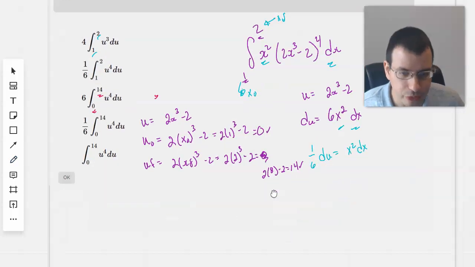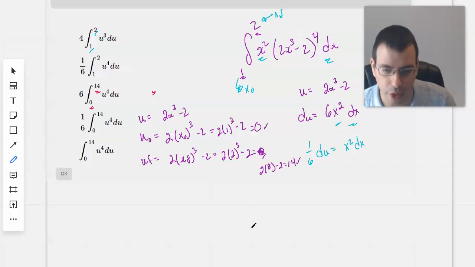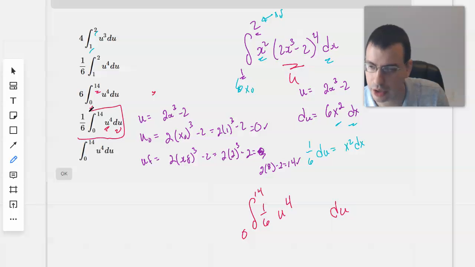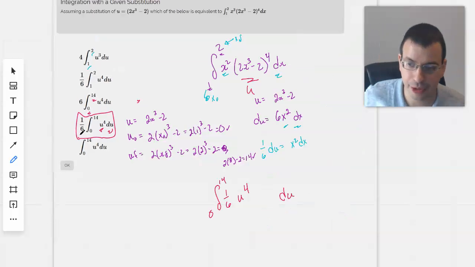Okay, so putting everything together, we have the integral from 0 to 14 of 1/6, because we're replacing x squared dx with du, and then this part becomes u to the 4th. So 1/6 u to the 4th du, right here. And so this will be our answer.